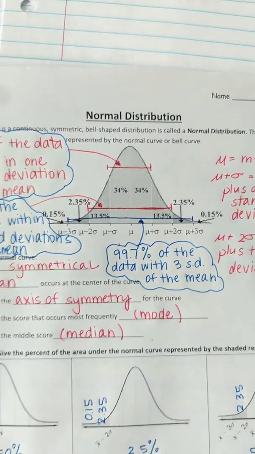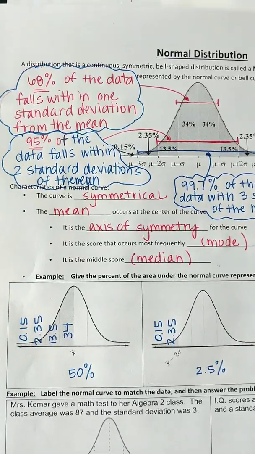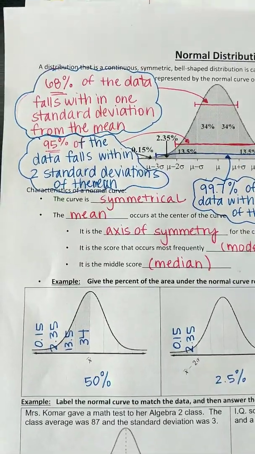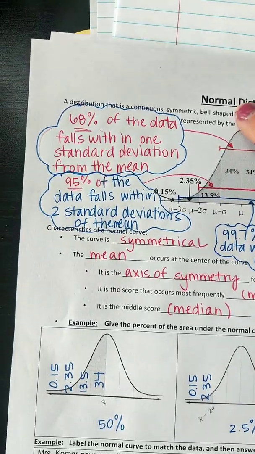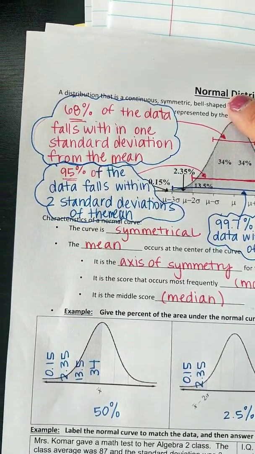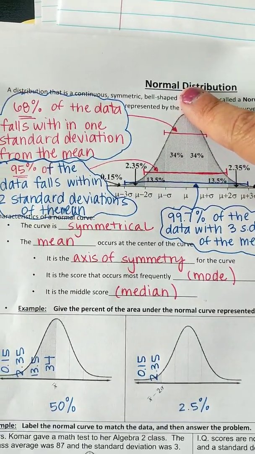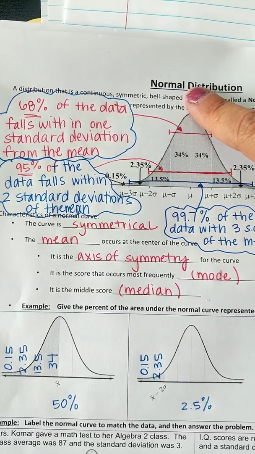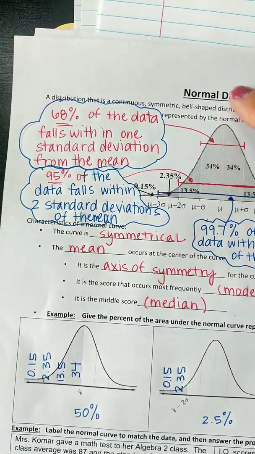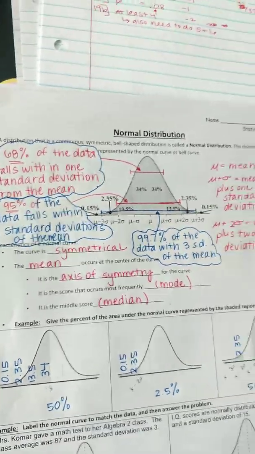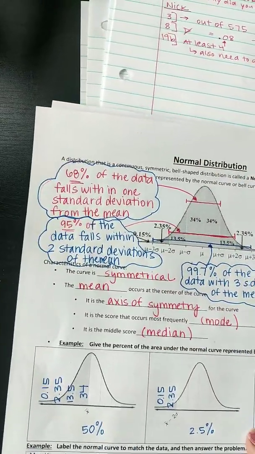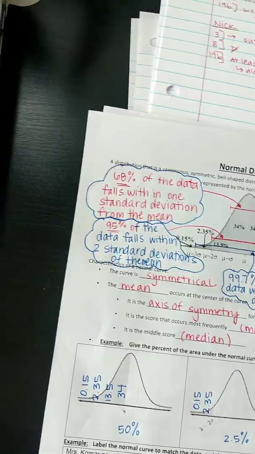We're going to use that a little bit. First, though, let's go over what we mean by a normal curve. We mean that the curve is symmetrical, and that the mean occurs at the center. It's the axis of symmetry. It's the score that occurs the most frequently, and it is the middle score. Those are all characteristics of a normal curve. But just know, this only applies for a normal curve.